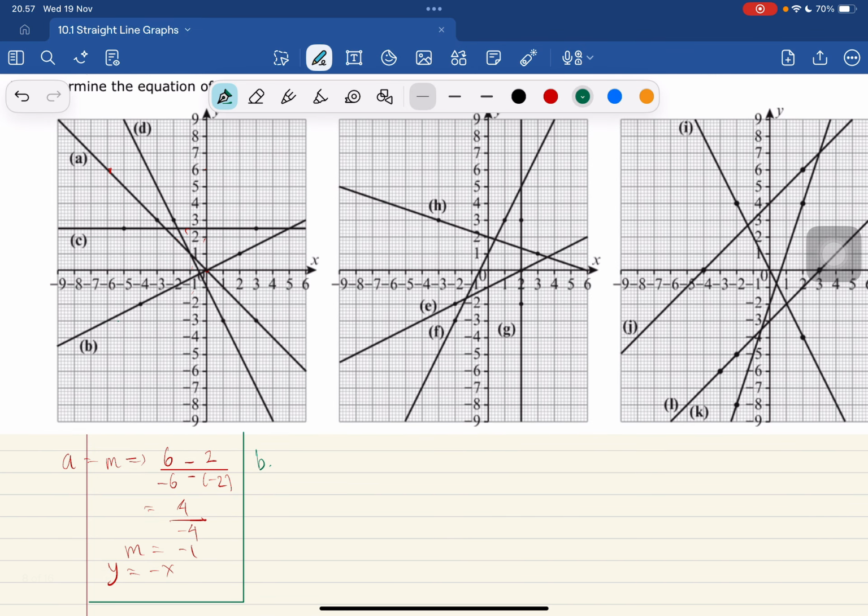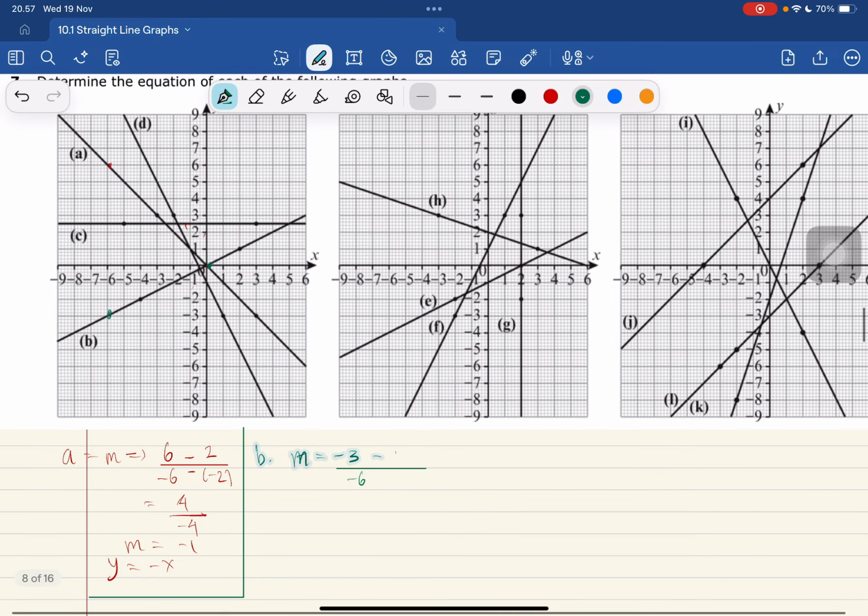Where is B? Here. Let's pick a point here, when y is minus 3, and x is minus 6. Okay, next, another point: here, 0, 0. So m is 1 over 2, so y equals 1 over 2 x. The intersection with y is 0, so the equation is only y equals a half x.